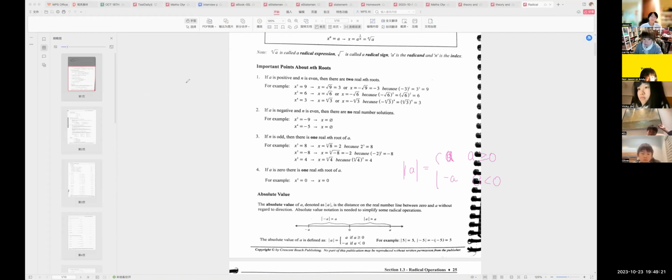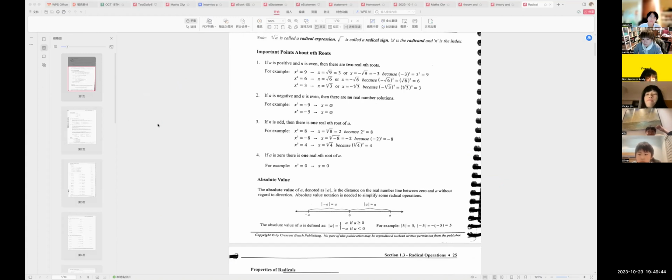Let's take a look at this one, okay? When a equals -9, |a| equals -a, correct? When a equals 9, then |a| equals itself. Understand, everybody? If you don't understand, please stop me and ask me right now, okay? So Vicky, are you clear? Yes. Okay, so Jason?